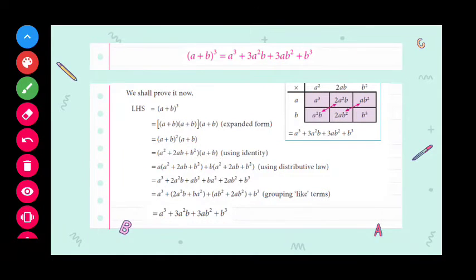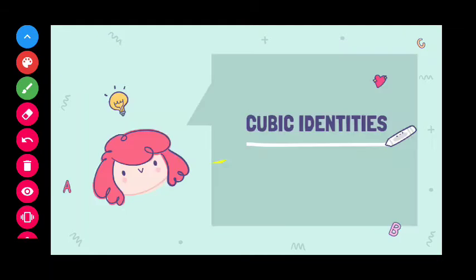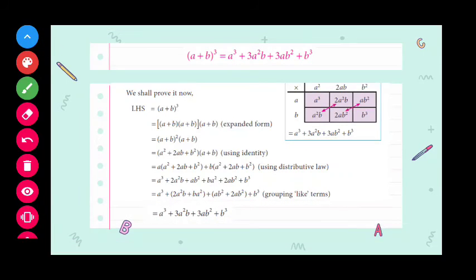So we have already seen how to multiply a binomial into a trinomial. This a plus b is a binomial, and this a square plus 2ab plus b square is a trinomial. What we are going to do is multiply this a to the whole term and this b to the whole term.